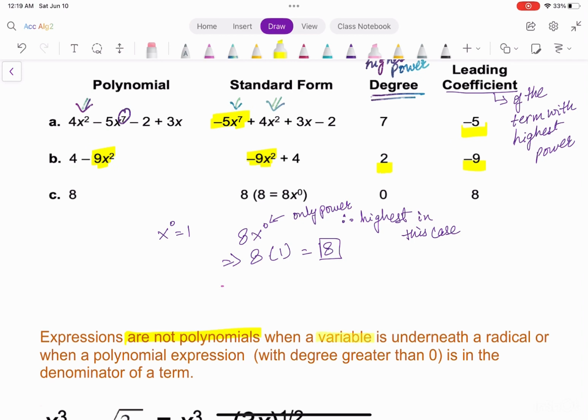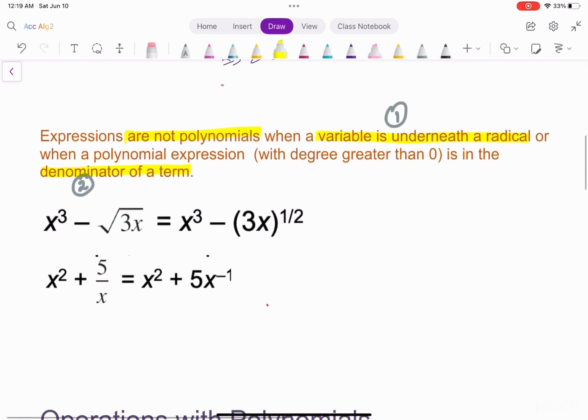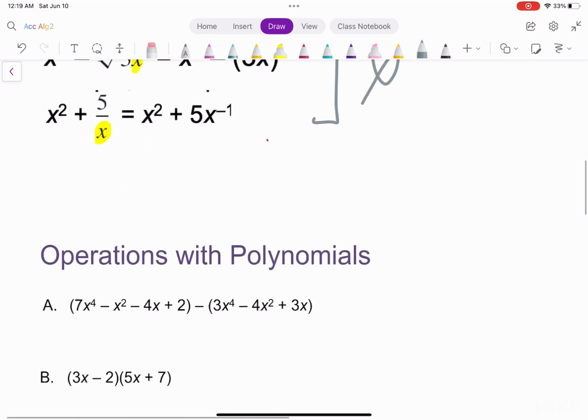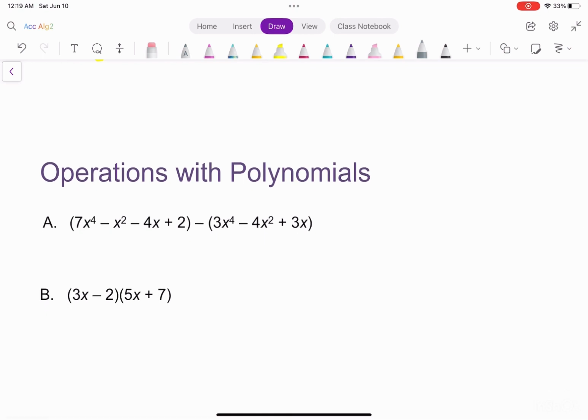Now, expressions are not polynomials in two conditions: when the variable is under the radical sign, or when the variable, the x term, is in the denominator. So in the first case, we have radical 3x. X is in the radical sign. It is not a polynomial. In the second example, x is in the denominator. It is not a polynomial. So please write it down. Keep that in your notes, when it will not be a polynomial.